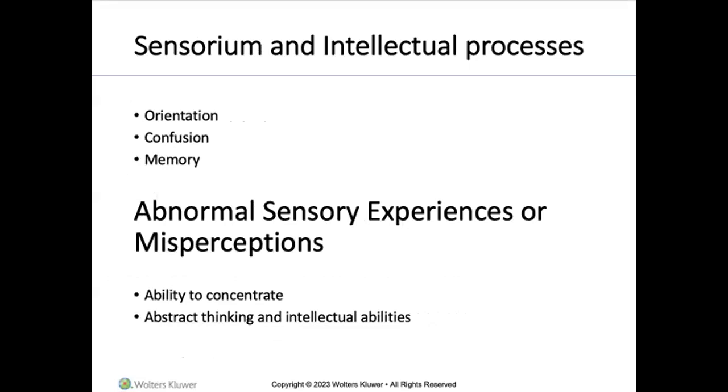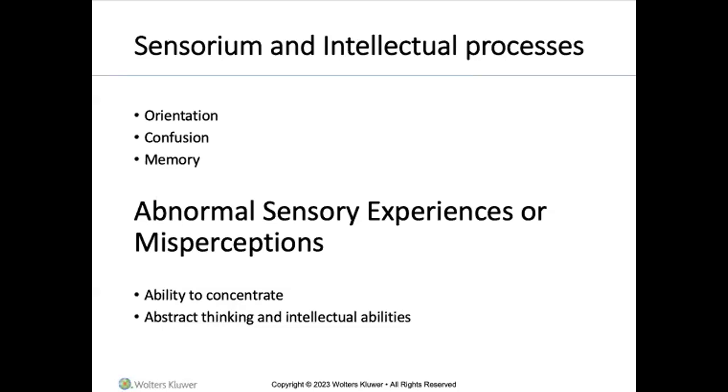Sensorium and intellectual process. When we're measuring this, it is going to be the client's orientation. Orientation is going to refer to a person, place, time, and sometimes the situation. You're going to have to ascertain this information from the client. Remember that disorientation is not synonymous with confusion. A confused person cannot make sense of their surroundings or figure things out, even though they might be fully oriented. So you can be oriented to time, place, and person and also be confused.